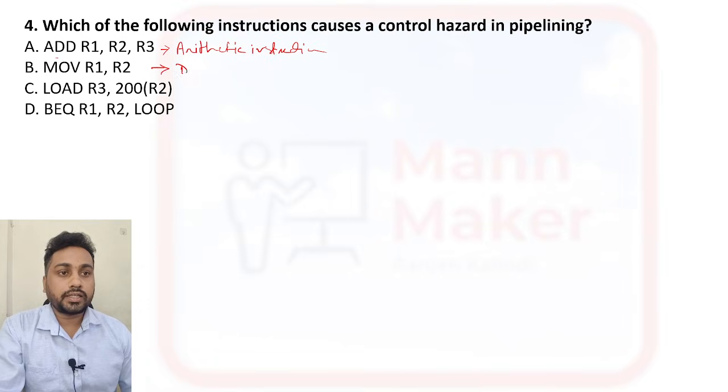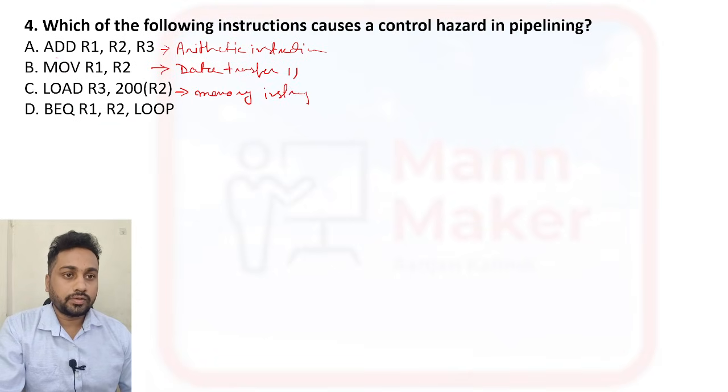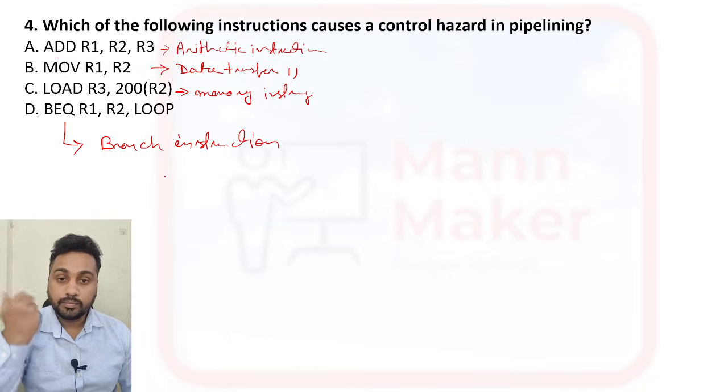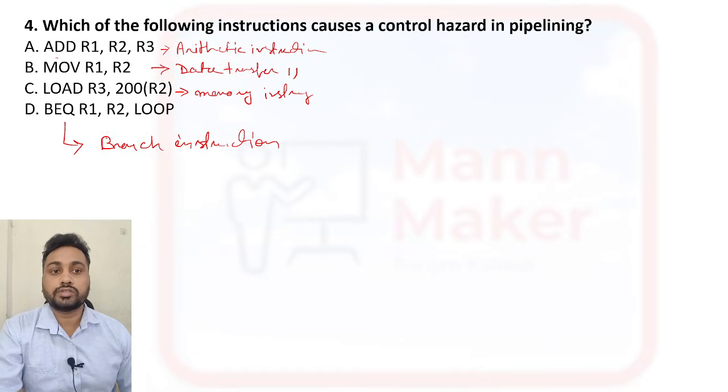This move is a data transfer instruction. Then this load is a memory instruction. This BEQ is called a branch instruction. So a control hazard occurs when a branch or jump instruction is there. We found a branch instruction here, so option D is your right answer.